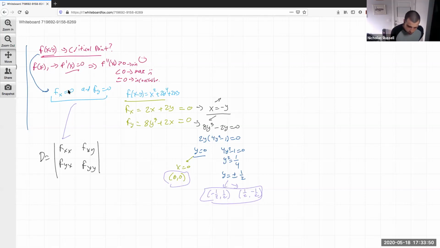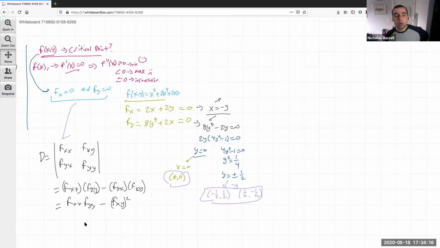And we can calculate this out. It sometimes looks like fxx times fyy minus fyx times fxy. We can simplify this because by Clairaut's theorem, if this all holds, these two have to be the same. So we get fxx times fyy minus fxy squared. Now, I would never memorize this, and I would highly suggest you don't. I would just put it into this determinant every single time.